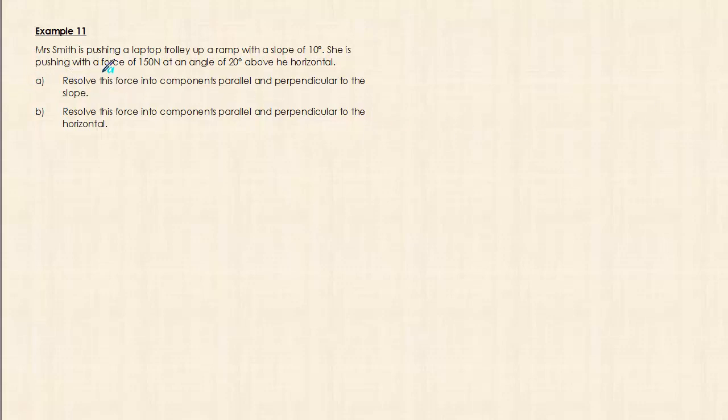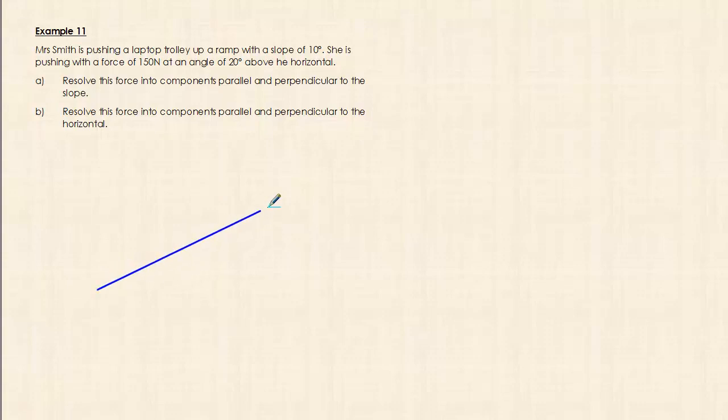Mrs. Smith is pushing a laptop trolley up a ramp with a slope of 10 degrees. She is pushing with a force of 150 newtons at an angle of 20 degrees above the horizontal. We want to resolve this force into components parallel and perpendicular to the slope, and also resolve the force into components parallel and perpendicular to the horizontal.